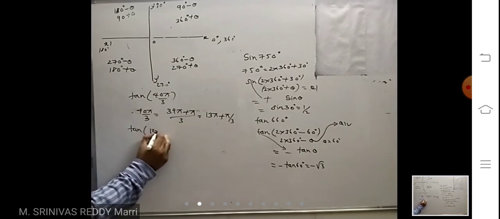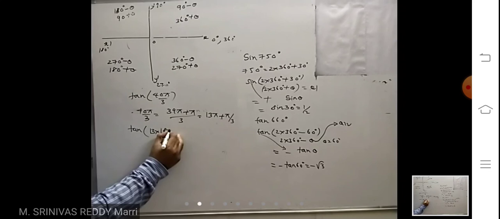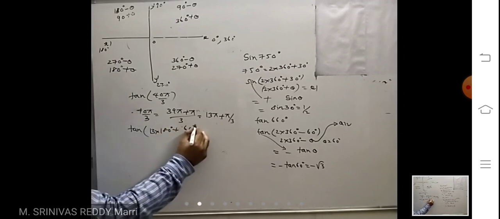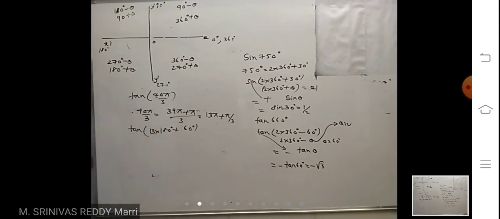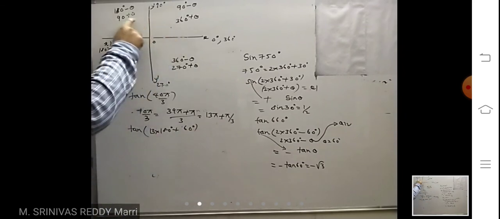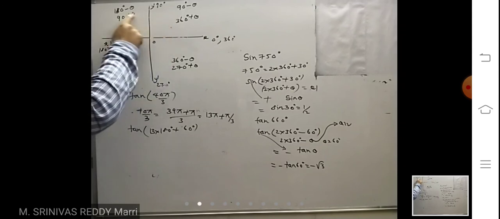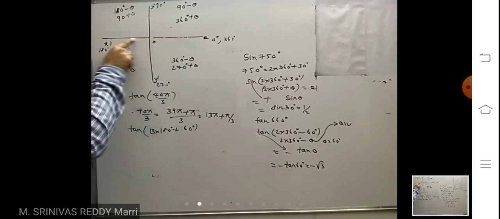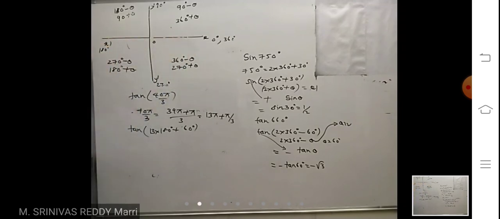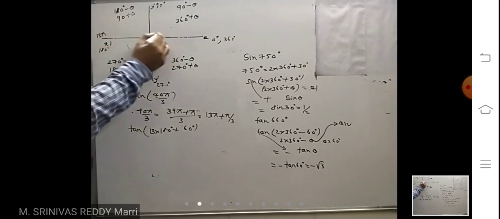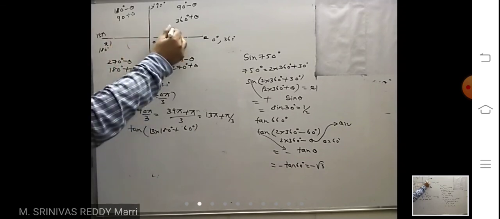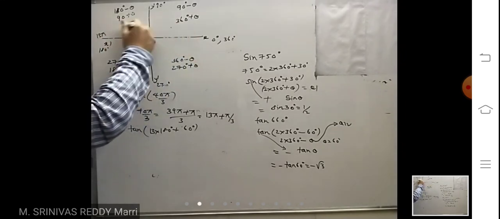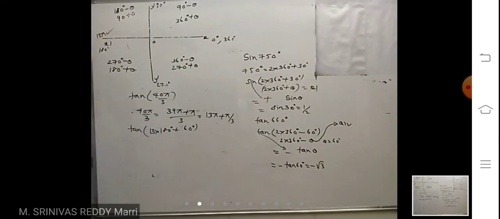Tan of 13 into 180 plus 60 degree. 13 pi, look at here. This is 180, then 2 into 180, 3 into 180 here, 4 into 180 here. Odd multiple of 180 means it will come here. This is in first rotation pi, 2 pi, and second rotation 3 pi, then 4 pi, then 5 pi. Like that 13 pi will come here.